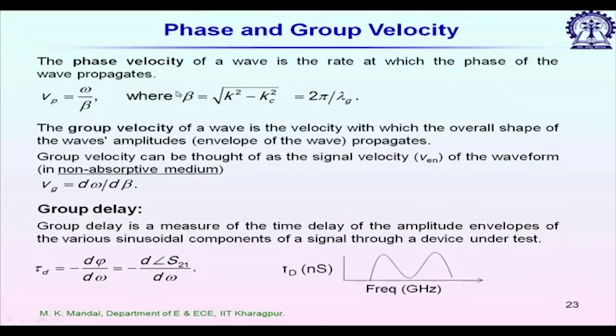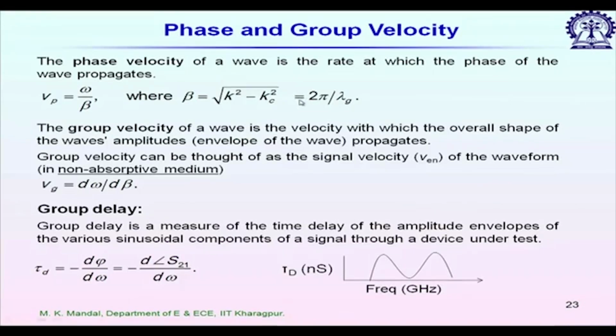As I said, the phase velocity of a wave is the rate at which the phase of the wave propagates. It can be given by omega by beta, where beta is equal to square root of k square minus k c square. Here k c represents the cutoff wave number. For some wave guiding structures, we will see that it has some finite k c value, and for other wave guiding structures, it does not have any k c value, k c equal to 0.